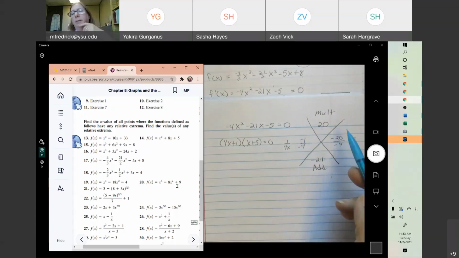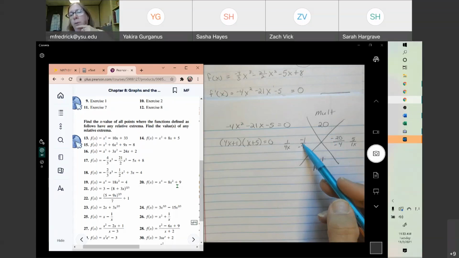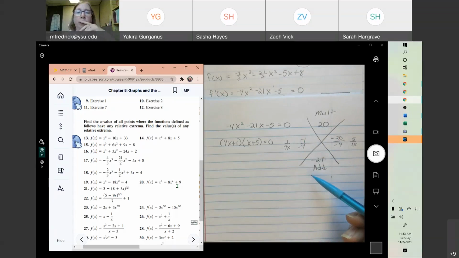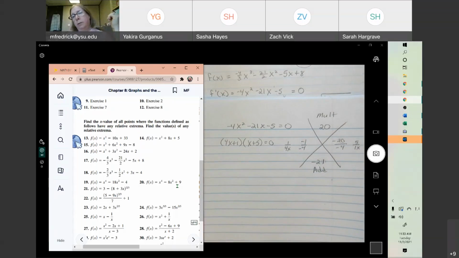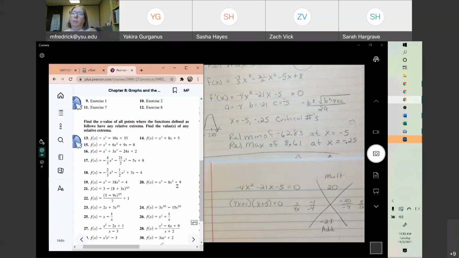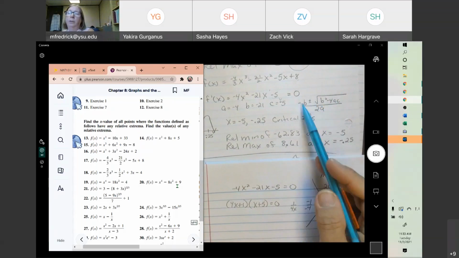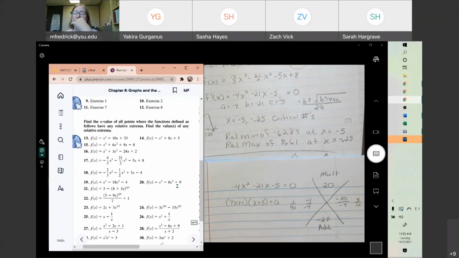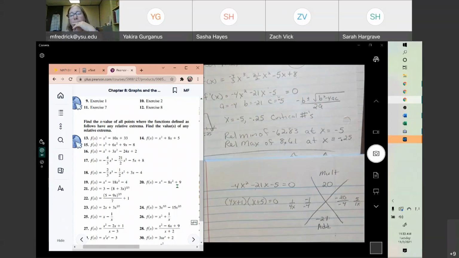The only thing is if you can't find two values that work, then you still have to go back to your quadratic formula. And the quadratic formula always works. So this formula is one you want to be used to in case it's not factorable. Any questions?